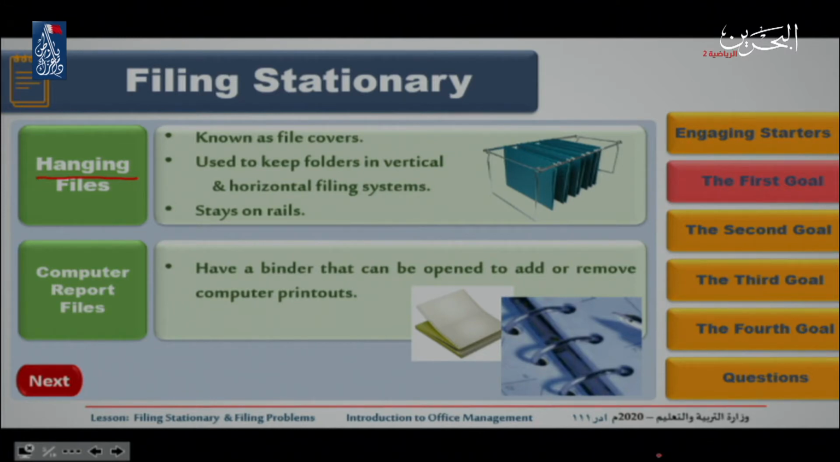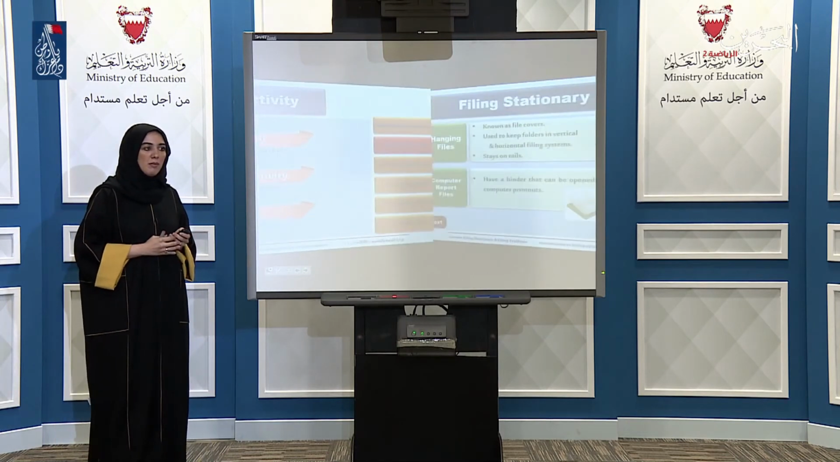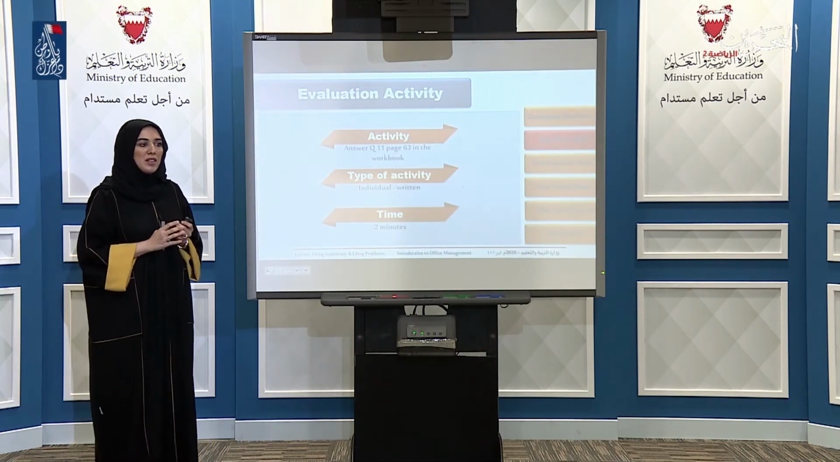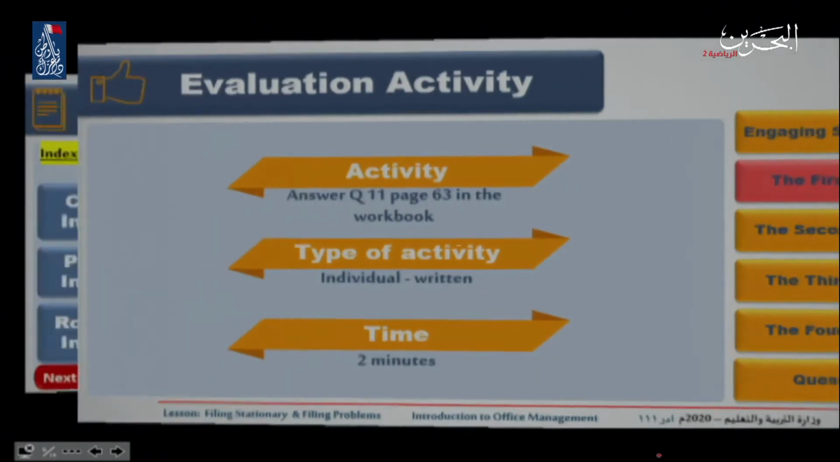The other type is computer report files. This kind of file has a binder. It can be opened to add or remove computer printouts. This is the binder. I can open it. I can add papers and remove papers as I want. You can answer question 11, page 63 in the workbook.